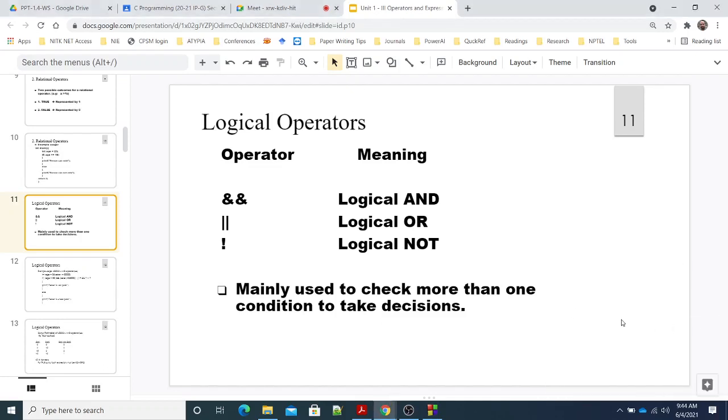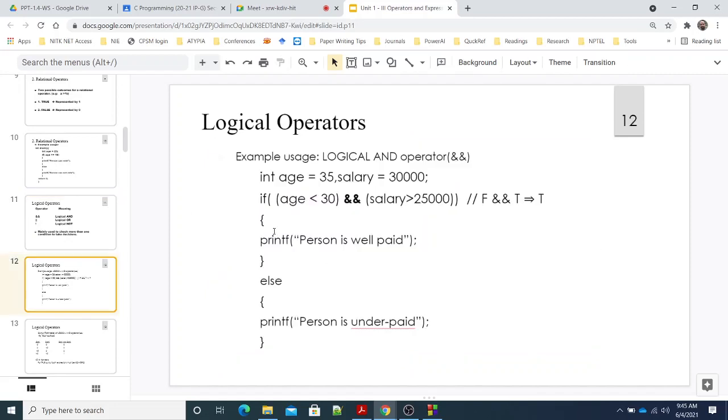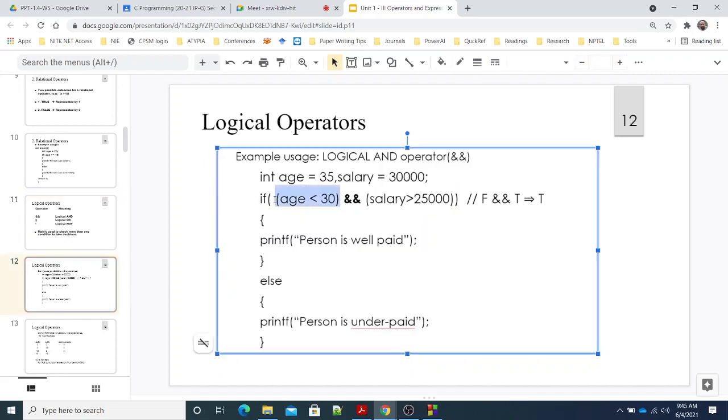So in the last class, towards the end, we were discussing logical operators. We have seen three logical operators: logical AND, logical OR and logical NOT. These logical operators, primarily the first two, are used for taking decisions based on multiple conditions. If there is only one condition, we can simply use a relational expression like this to take a decision: if age less than 30, do something, otherwise do some other action.